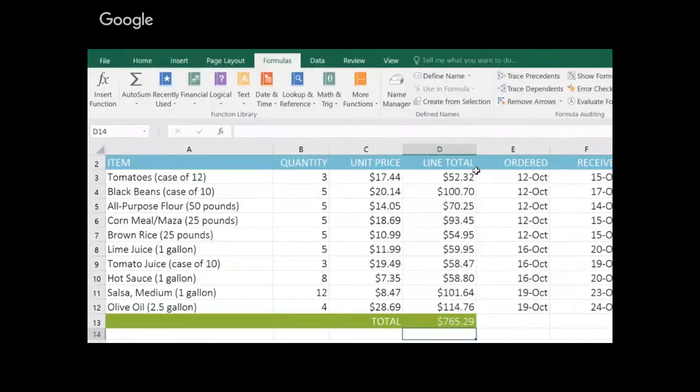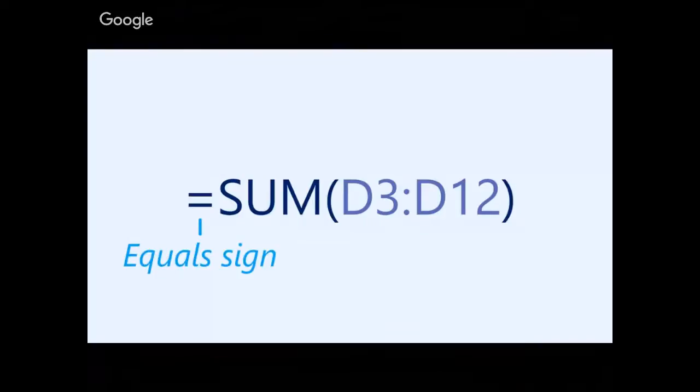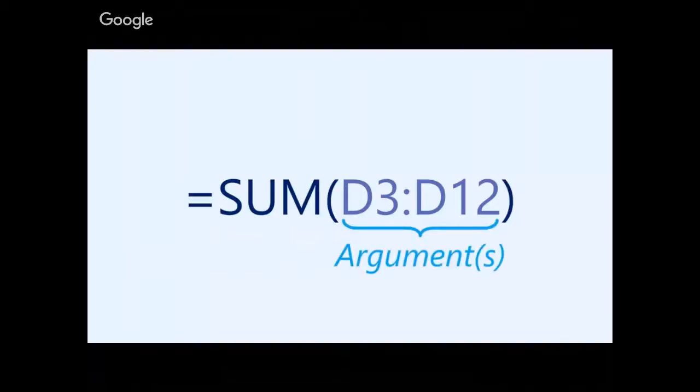Let's look at this function in a little more detail. Just like formulas, functions always start with an equal sign. But you may have noticed that there are no mathematical operators, such as addition or subtraction, like you would normally see in a formula. Instead, functions use a specific syntax that includes the name of the function, followed by one or more arguments in parentheses. The arguments tell the function which cells or numbers to calculate the result.